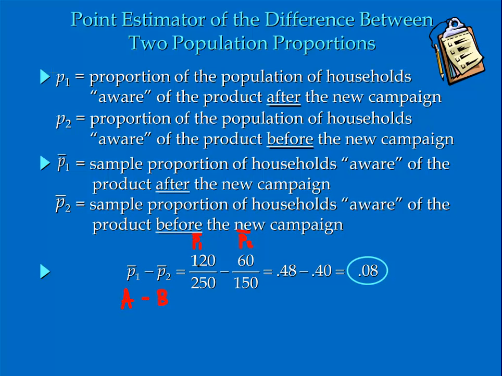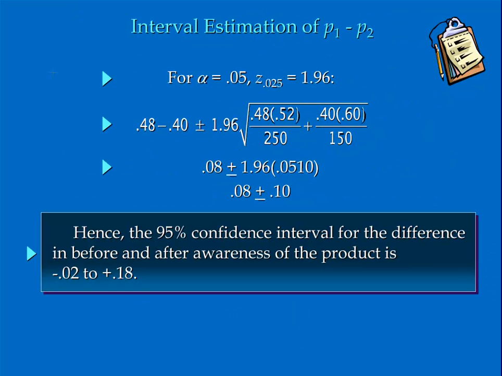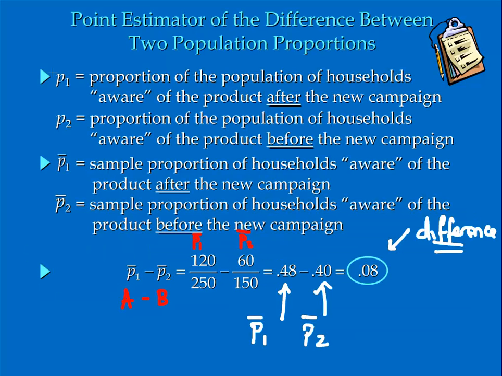Now, that's a bit of calculator work. 120 divided by 250 gives us 0.48. And 60 divided by 150 is 0.40. The thing we are interested in is the difference between these two numbers. How much of an increase was there? This was the difference, 0.08, 8% essentially. That's their estimated increase. By the way, that is our point estimate.